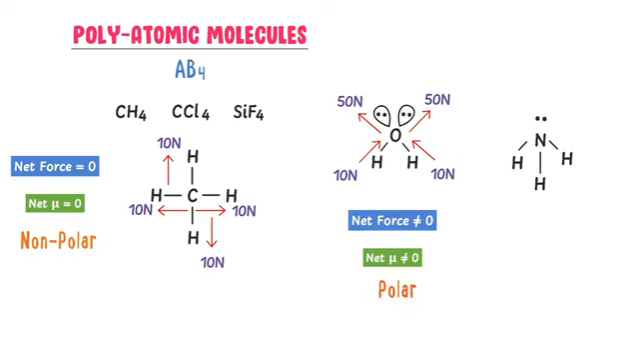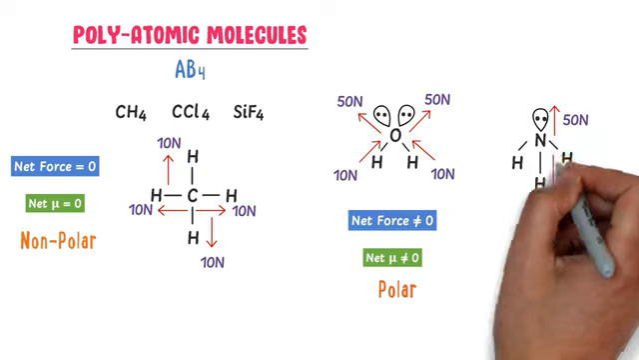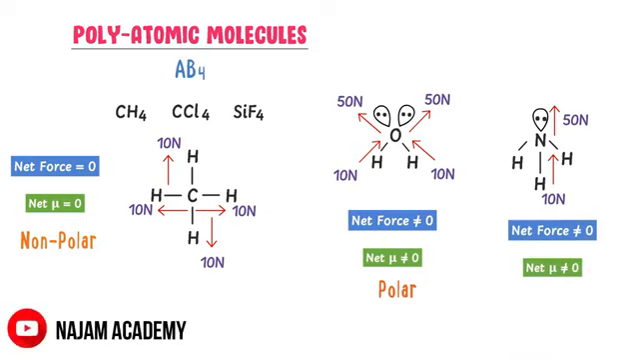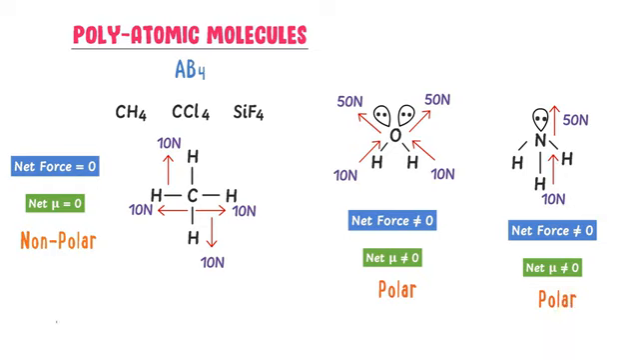In the case of NH3, there is one lone pair present on the central atom of nitrogen. So it will exert 50 Newton force in this direction. Nitrogen is more electronegative, so it will exert 10 Newton force in this direction. We can see that the net force is not equal to 0. The net dipole moment is not equal to 0. Hence, this is a polar molecule. Thus, by this way, we can find the dipole moment of any molecule. I hope that you have learned this trick of dipole moment.